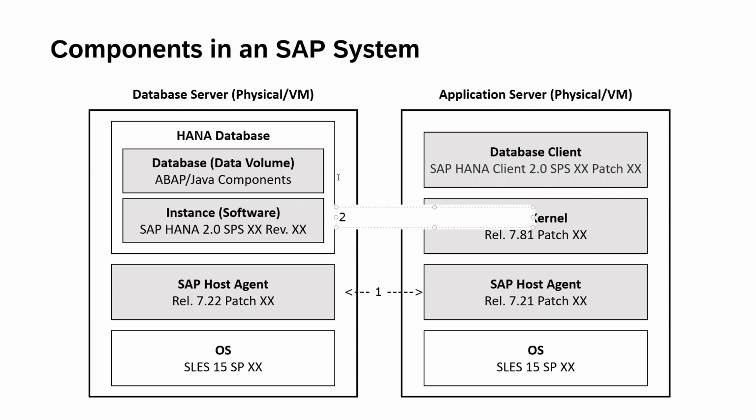Let me come to the application server. On the application server, after host agent, you can upgrade your kernel, then your database client, and then in the last comes your components. Yes, is this clear?